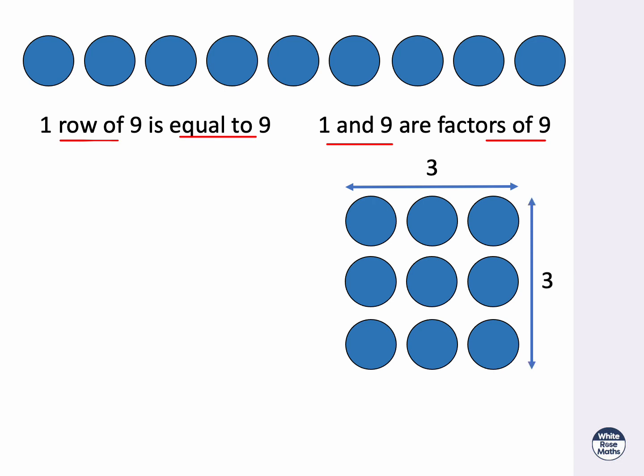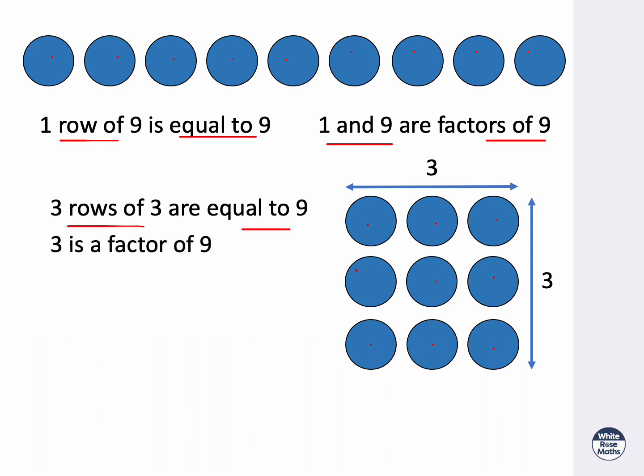Now the total number of circles that I have here, if we count it, is equal to 9: 1, 2, 3, 4, 5, 6, 7, 8, 9. And then here we've got 1, 2, 3, 4, 5, 6, 7, 8, 9. 3 rows of 3 are equal to 9.